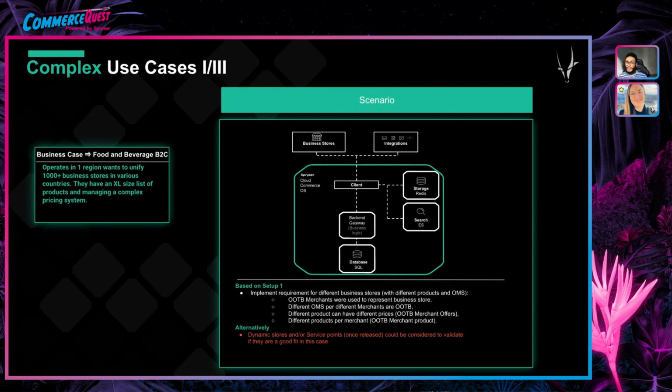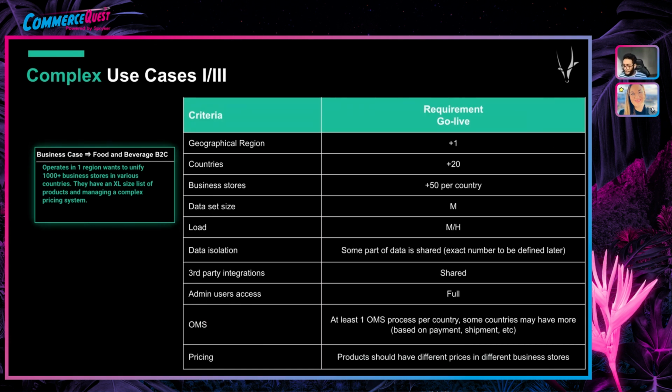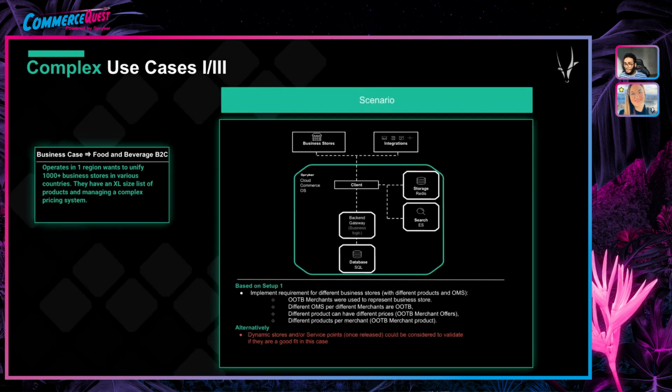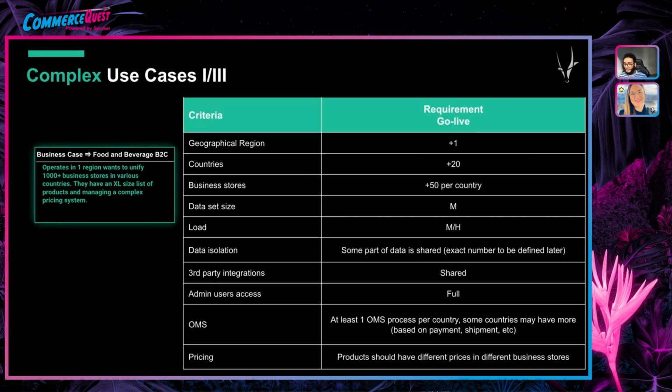So here, in this scenario, the best fit is actually the first scenario, because at that point a lot of details are not provided, and most of the requirements that are provided here could be fulfilled with the first setup. How it would be solved: the requirement for one region is fulfilled. Countries and business stores could be fulfilled with the first setup as well. The data set size M could still be fulfilled with the first setup. The load is not clear, but we could say it could be fulfilled with the first setup.